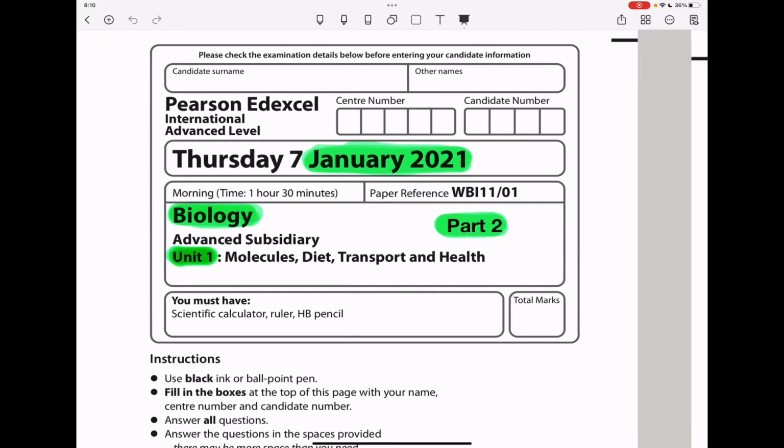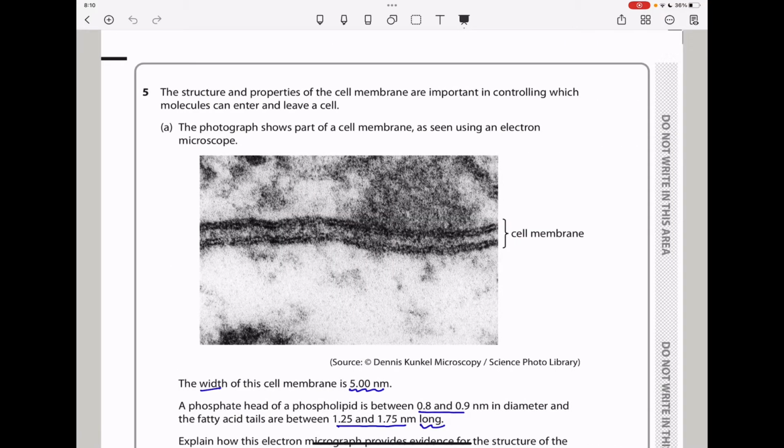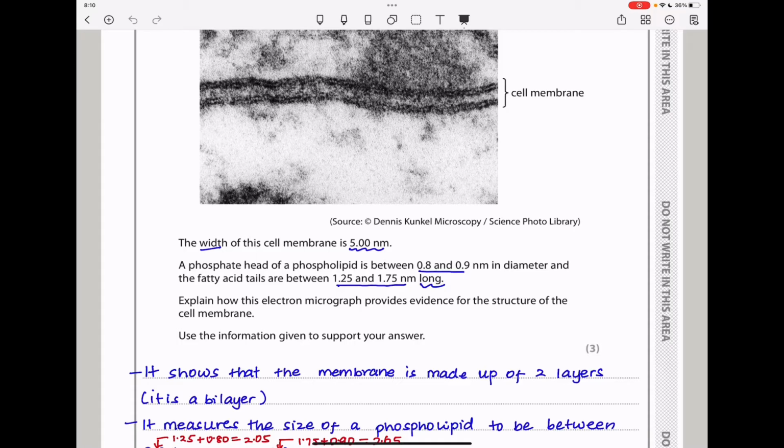Let's begin with question 5. Question 5 says the structure and properties of the cell membrane are important in controlling which molecules can enter and leave a cell. The photograph shows part of a cell membrane as seen using an electron microscope. So we can see this part, and they showed us the cell membrane here. They say the width of this cell membrane is 5 nanometers.